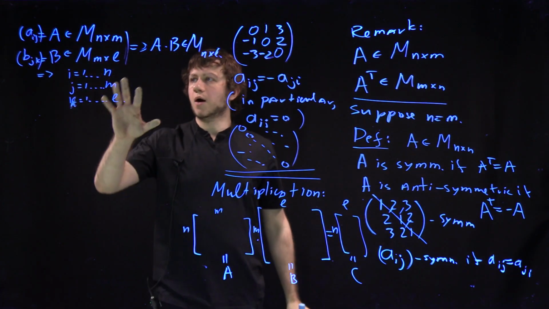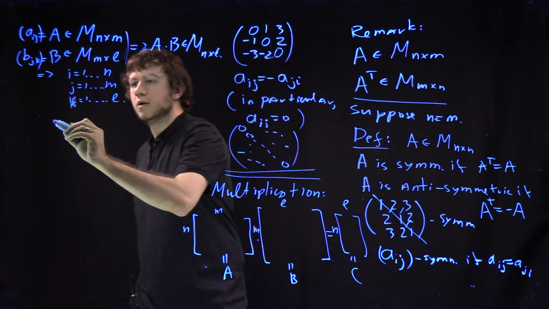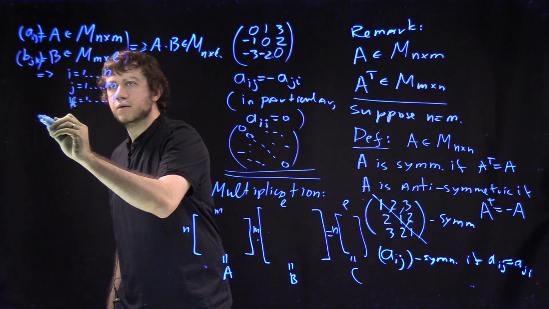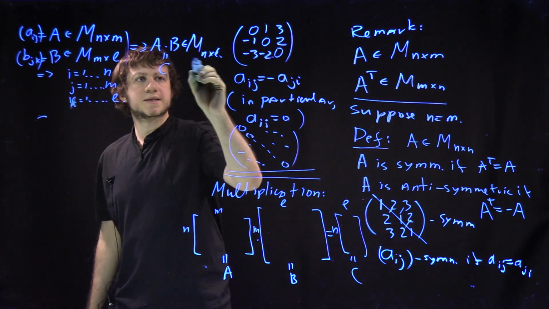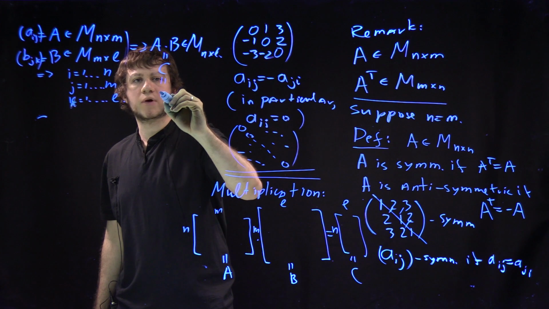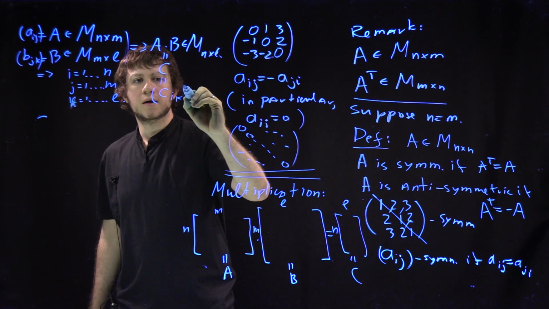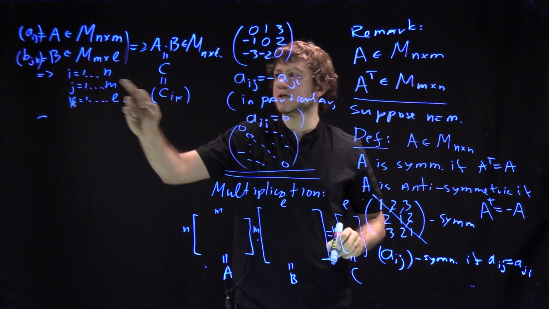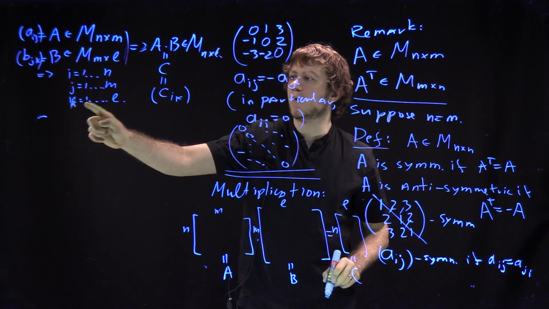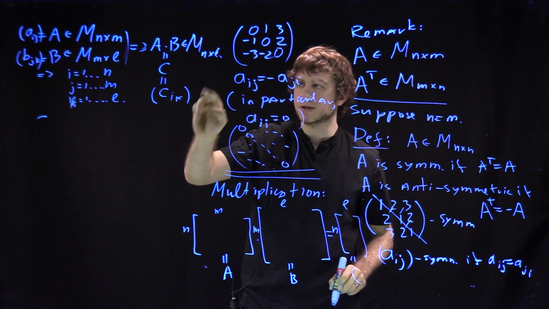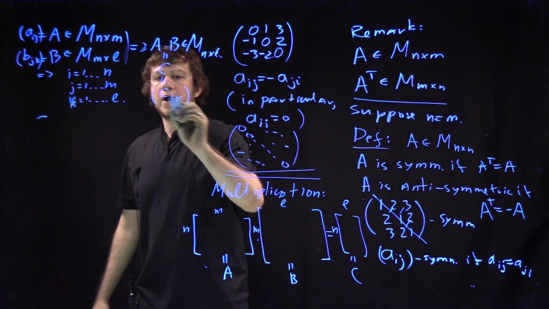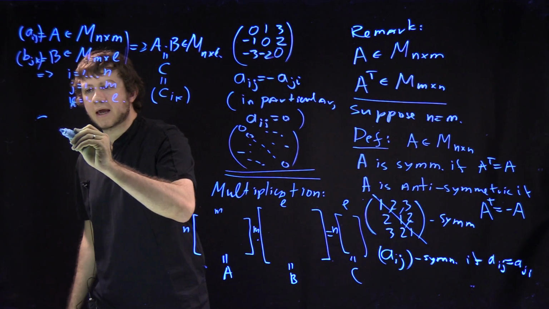So then my product is C, so this is C, an n times L matrix, and I will write it down as C_ik. And notice that that's okay because i is going from 1 to n, k is going from 1 to L, and so this has exactly the correct size. And then I need to write a formula for C_ik.